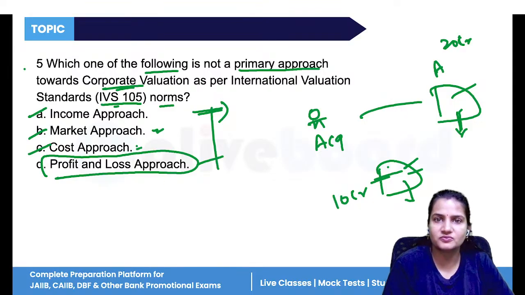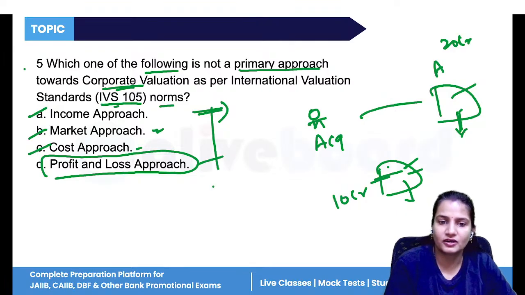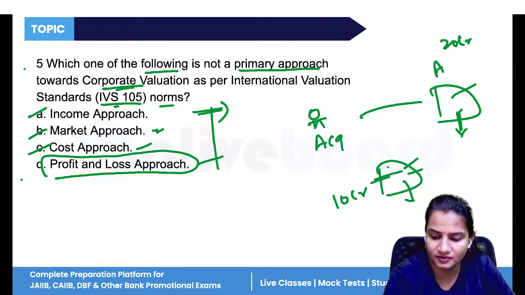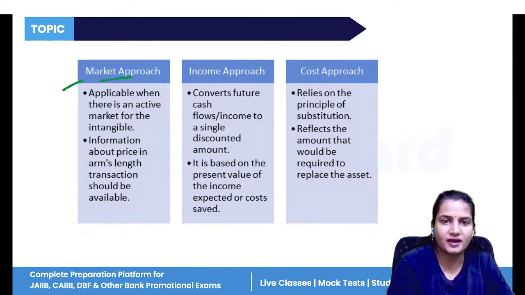And cost approach means how much cost your company is incurring in order to earn the value in its one share. The market approach is applicable when there is an active market for the intangible. If you know information about price at arm's length, meaning the comparable prices, then we use the market approach.